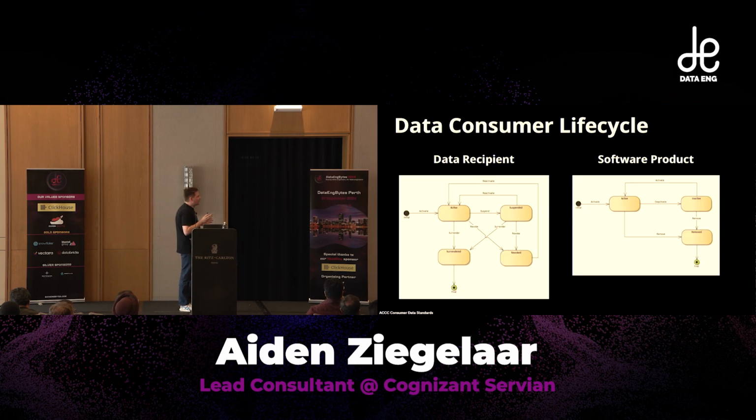So the next concept I wanted to talk about was the data consumer lifecycle, which is a really interesting point, right? We don't just want to have data products that live forever, they have life cycles. So I'm going to introduce a new concept here. We've already talked about data recipients, but we haven't talked about software products. Data recipients might have multiple products, be that a finance product, a credit score product, all of that sort of stuff. Each of those would be a separate software product, but they come under the one data recipient.